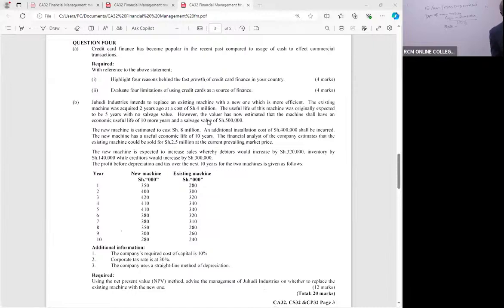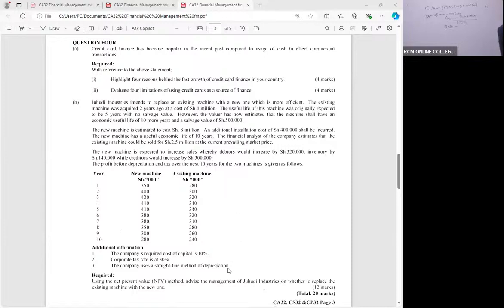Go to paragraph number 2, where now they're giving us information about the new machine. They're telling us the new machine is estimated to cost 8 million. An additional installation cost of 400,000 should be incurred. The new machine has a useful life of 10 years. The financial analyst of the company estimates that the existing machine could be sold for 2,500 at the current prevailing market price. Please don't take this 2,500 to be the scrap value of the new machine. And yet they have told us that this is the selling price of the existing machine. They are not having any relationship there.